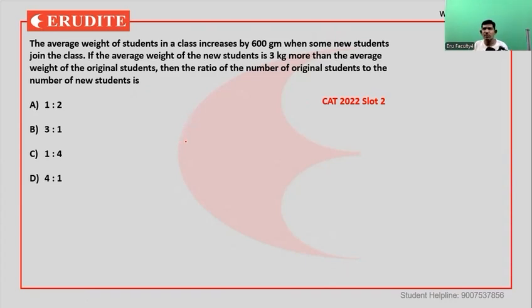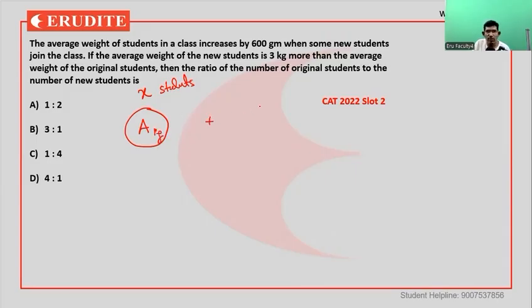So ideally, it may seem that there is no data given, no average given. Of course, not given. So what we can do is assume. Let's take there are two groups basically. This is the old group. Let's take there are x students here in the original group, and let's take their average is A kg.